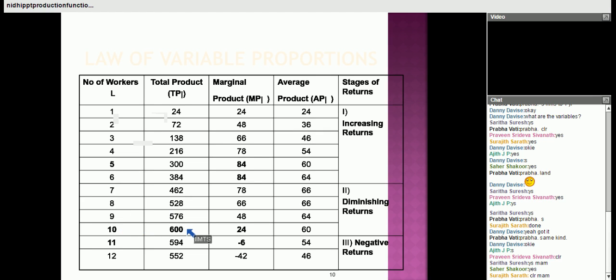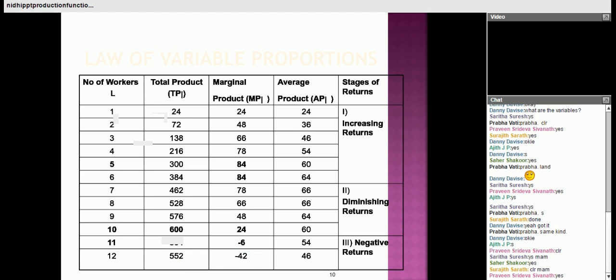You can see at the 10th unit it is 600, but at the 11th unit it has gone down to 594, from 600 to 594. Then at the 12th unit it is 552. Okay, so now the production has started declining, isn't it? From the 11th unit it is going down continuously. Can you see that, everybody?